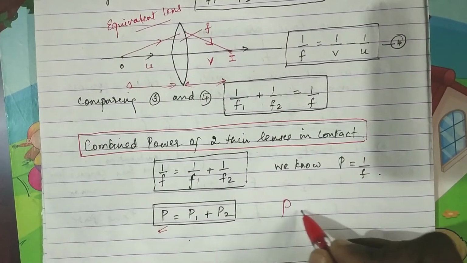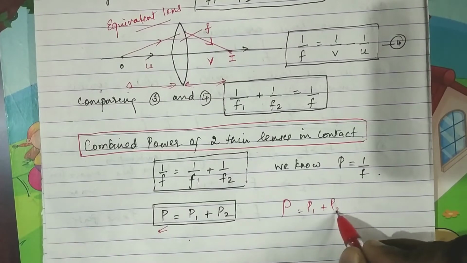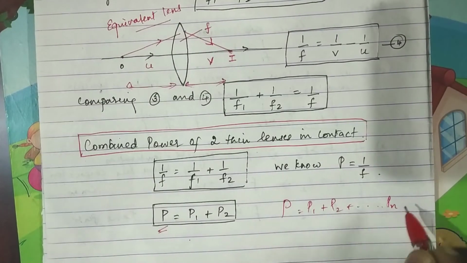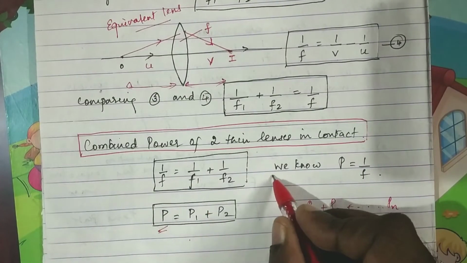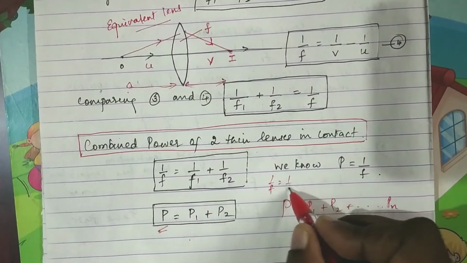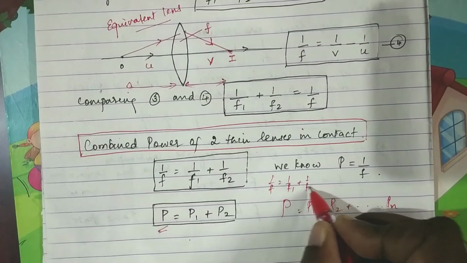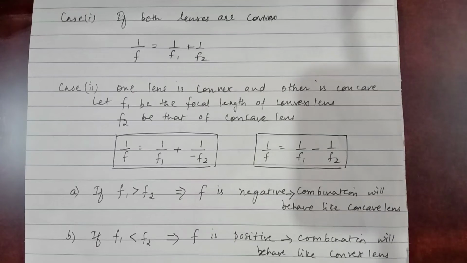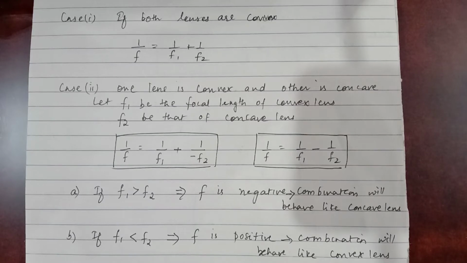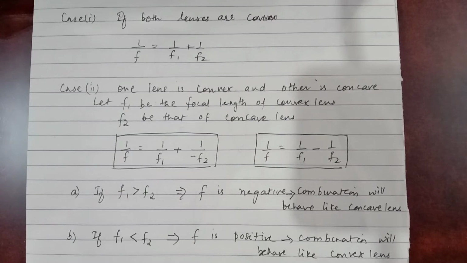See, we can say P is equal to P1 plus P2 plus up to Pn, however many lenses we are combining. In the same way, the equivalent focal length is given by 1 by f is equal to 1 by f1 plus 1 by f2 plus up to 1 by fn. After deriving the combination of two thin lenses, we get some important results. So let us have a look at those results.